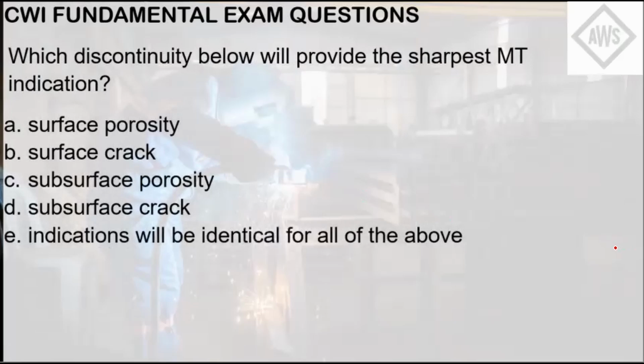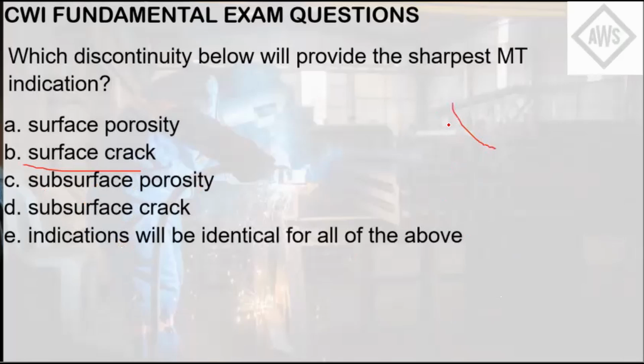Surface crack here provides the most abrupt, sharp discontinuity in the material, causing a severe disruption to the magnetic flux lines. The other discontinuities here have more gradual profiles, resulting in weaker and less pronounced indications. So a surface crack will reveal the sharpest MT indication because of its abrupt disruptions of the magnetic profiles.